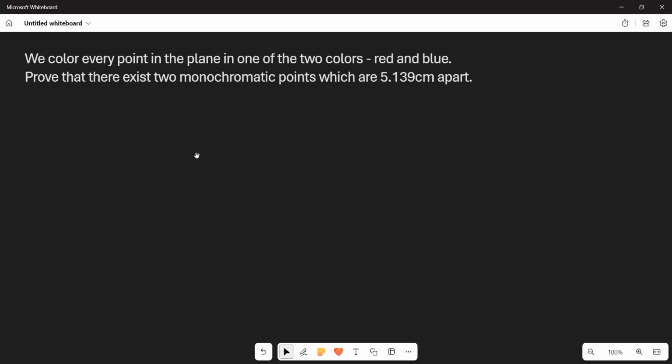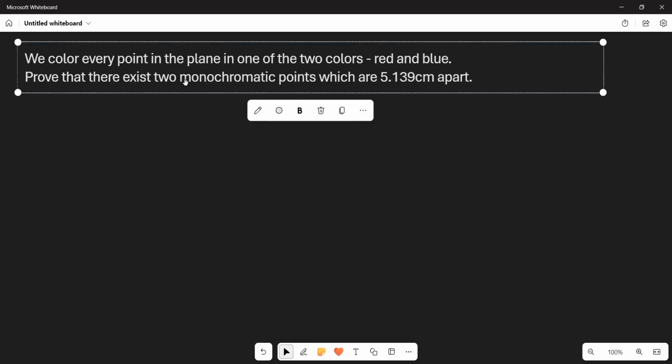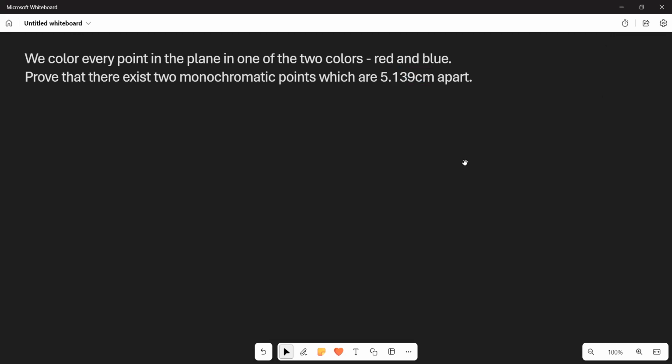So I'll repeat the question again for people who recently joined. We're coloring every single point in the plane in two colors, either red or blue. Now we want to prove that there exist 2 points. Monochromatic just means points which are of the same color. Two monochromatic points, so 2 points of the same color, which are at a distance of 5.139 centimeters. How could we go about proving this?